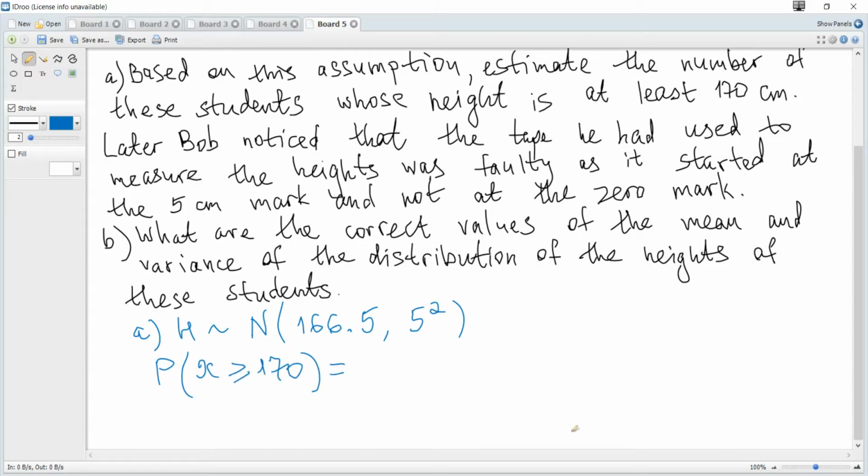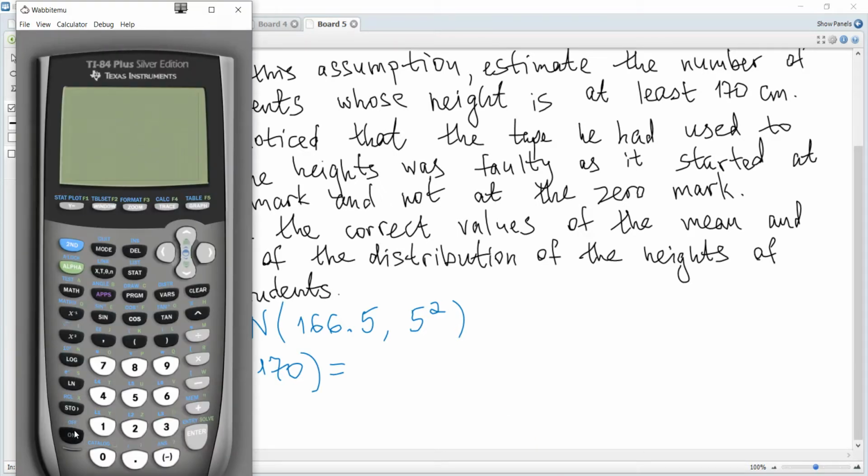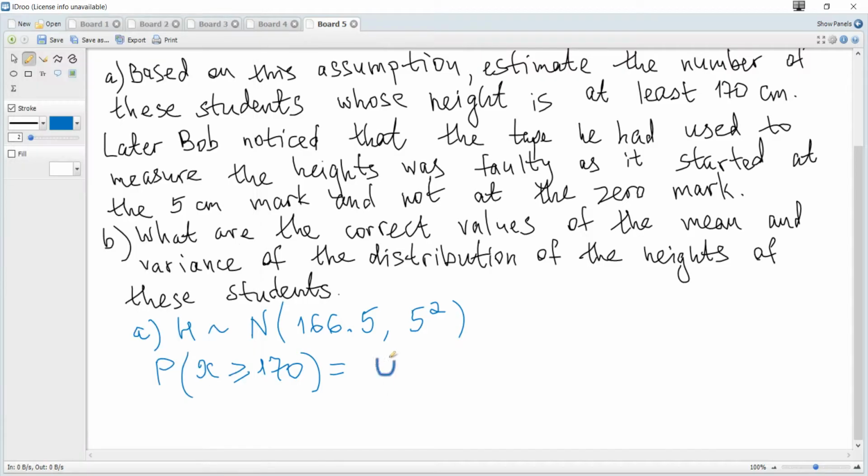So we consider distributions, normal CDF, and lower bound is 170, upper plus infinity, for example 10,000, mu is 166.5, sigma, the standard deviation, is 5, and we get the next result, 0.242 to 3 significant figures.